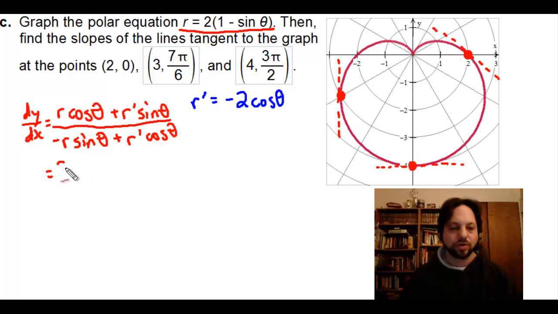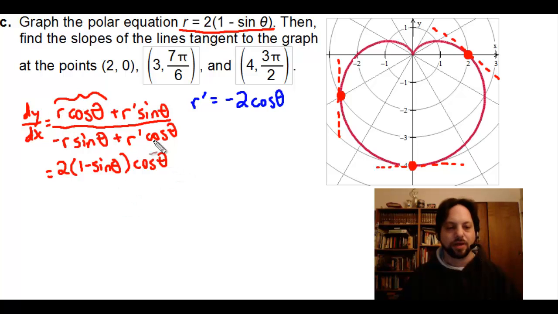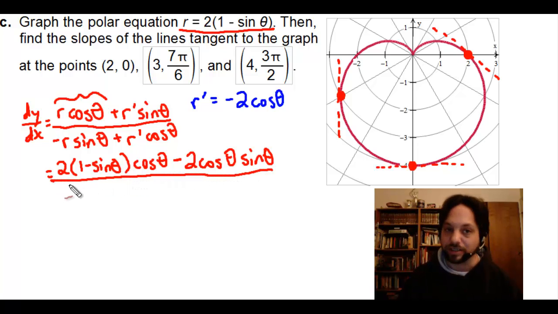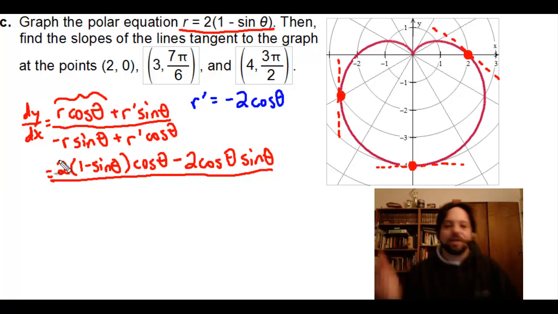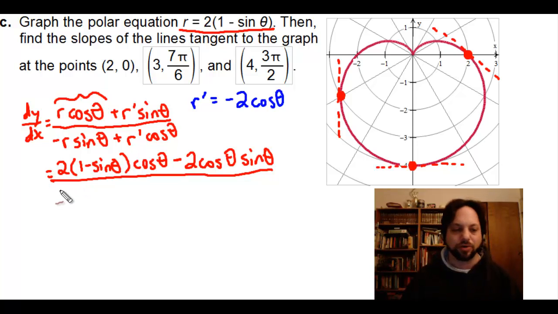My r is going to be 2 times the quantity 1 minus sine theta. So there's r, and then cosine theta. That covers my first term, this term right here. All right. As for this term, that's going to say plus r prime, which is minus 2 cosine theta, and then sine theta. So that covers my second term, and there is my entire numerator. Is it ugly? It's ugly. But that's not always a bad thing. We'll see if it simplifies, and we'll keep going with it.